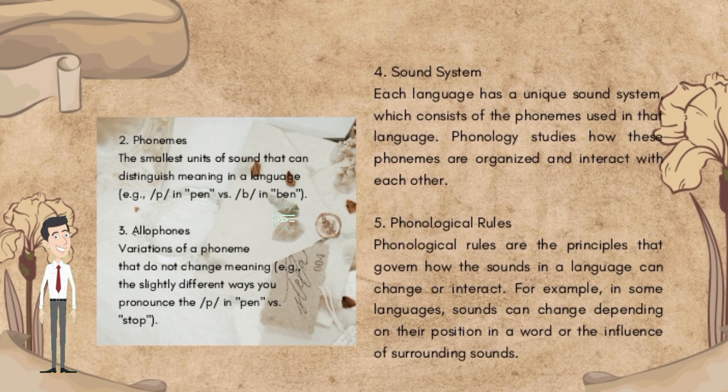Next is about sound system. Each language has a unique sound system which consists of the phonemes used in that language. Phonology studies how these phonemes are organized and interact with each other. Phonological rules are the principles that govern how the sounds in a language can change or interact.